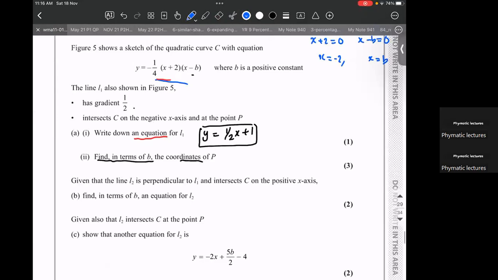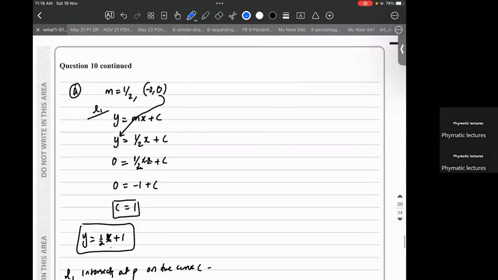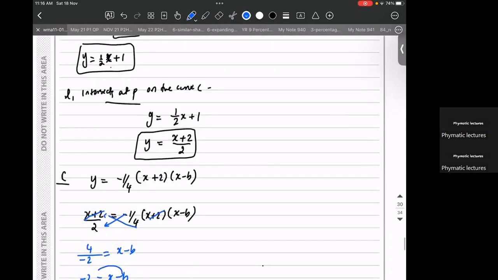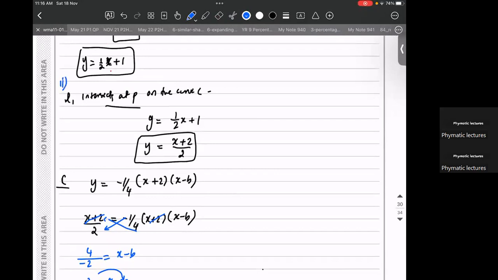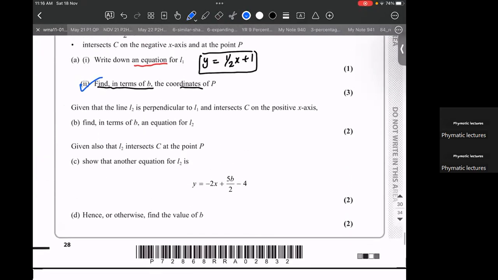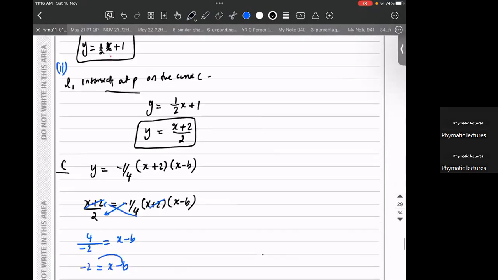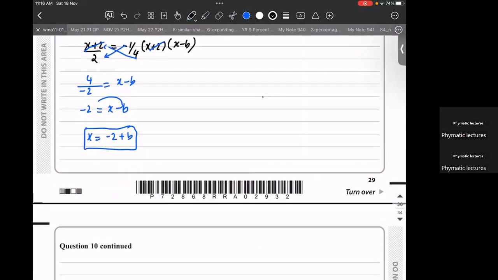That is what the answer for which question? A second question. So this is the answer for A first, and this is the answer for A second. Because see the question, find in terms of b the coordinates of P. So in sense, we got the x coordinate. X coordinate is minus 2 plus b.